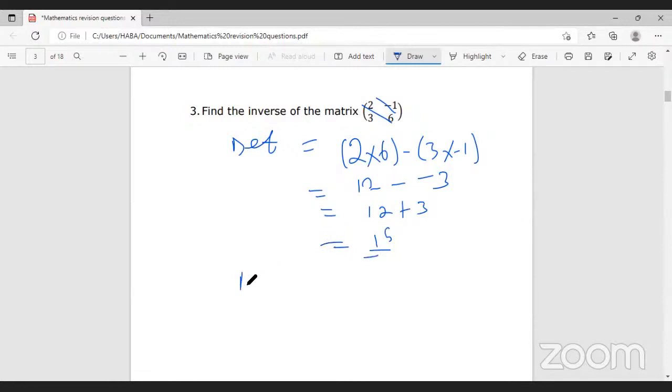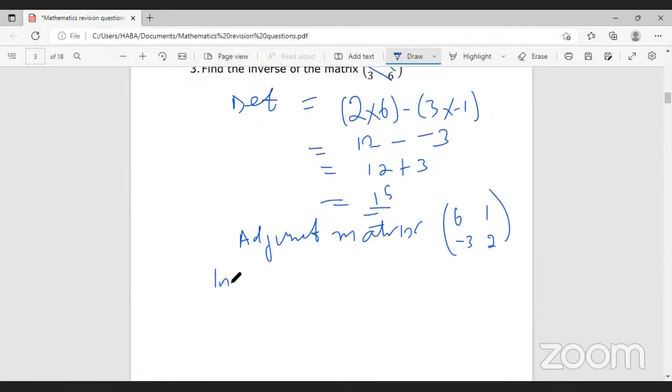And then we find the adjunct matrix. So here we are going to interchange the elements of the major diagonal. So 6 goes up, the 2 comes down, and then in the minor diagonal, we change the signs. So the 1 was negative, it now changes to positive, and the 3 was positive, and it now changes to negative.